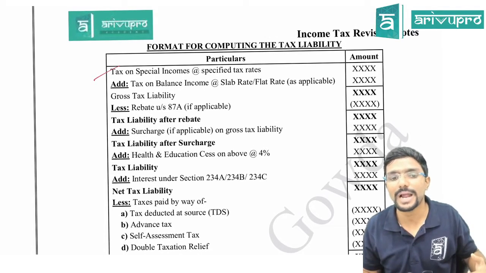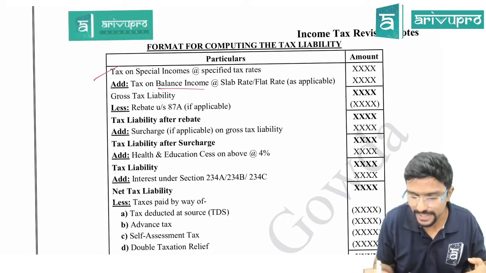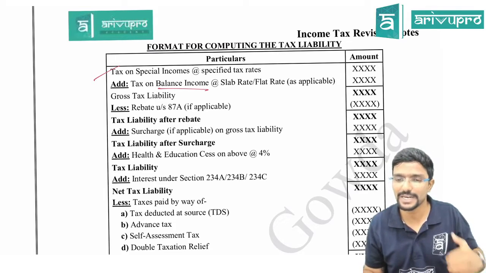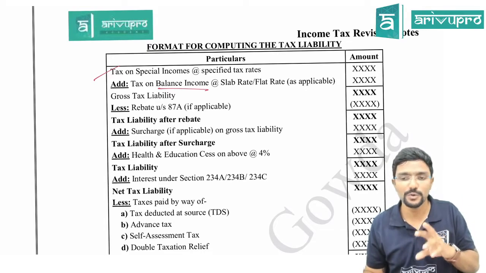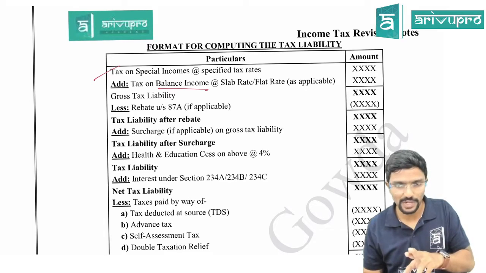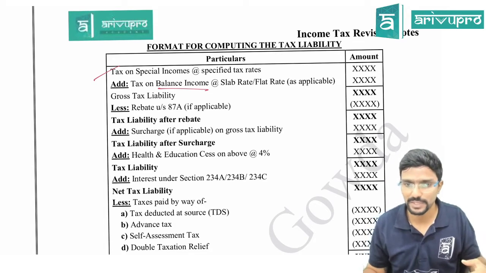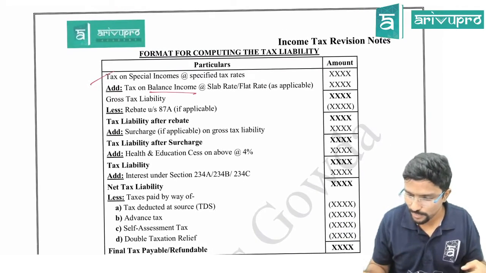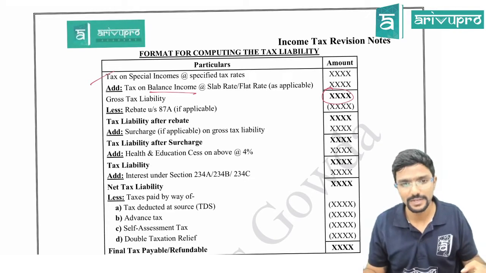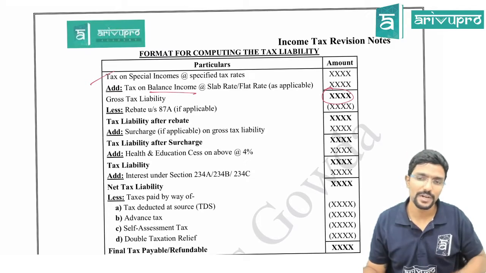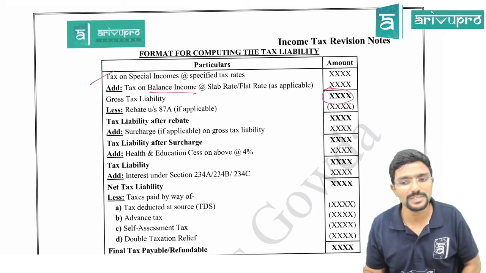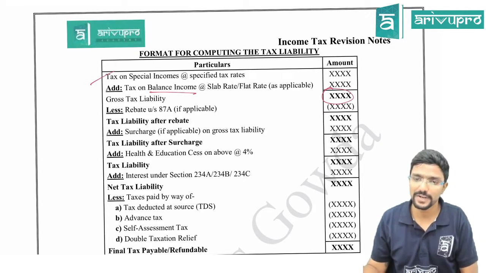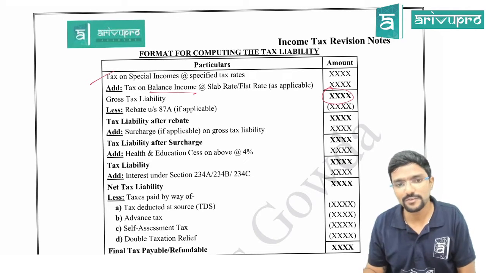For that, we have to add tax on balance income. Here balance income is nothing but normal income which is taxable at normal rates. Depending upon who you are, slab rate or flat rate will be applicable. So you will add both, and you will get gross tax liability. Fine. Then see how much your total income is, and whether you are a resident. If you are a resident and your total income is up to 5 lakh, you will be eligible for a rebate. Reduce that accordingly. Then after that, you will get tax liability after rebate.